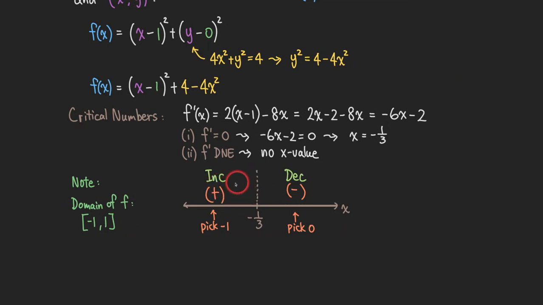So do you see what's going on here? The function is increasing before negative 1 over 3, and then it turns into decreasing after negative 1 over 3. So you can really see that the function is increasing, going up, and then it goes down. So that tells you that's a local maximum.